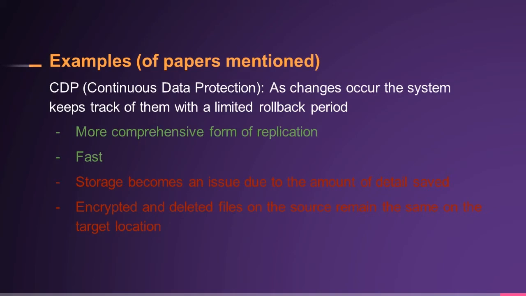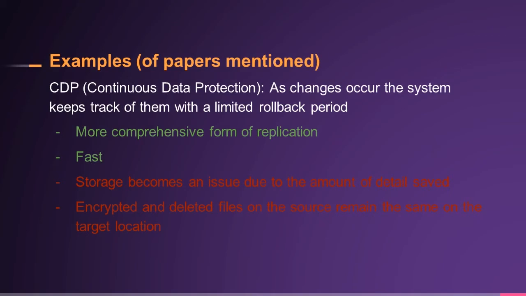So here are the examples that we took from papers. Here I have in green the positives that I found in these papers of methods that we decided to use in our own solution, and also the negatives of reasons why we didn't use some of the things mentioned in the paper. So here is the continuous data protection method.